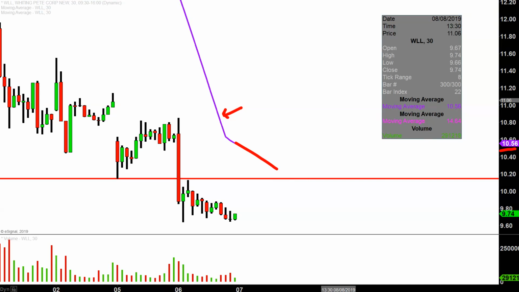However, as of right now, I'm getting a little bit ahead of myself. Because first the price just needs to stabilize and then work its way up there and get the break of 10.15. And then you can turn your attention more so to that 50-period moving average.